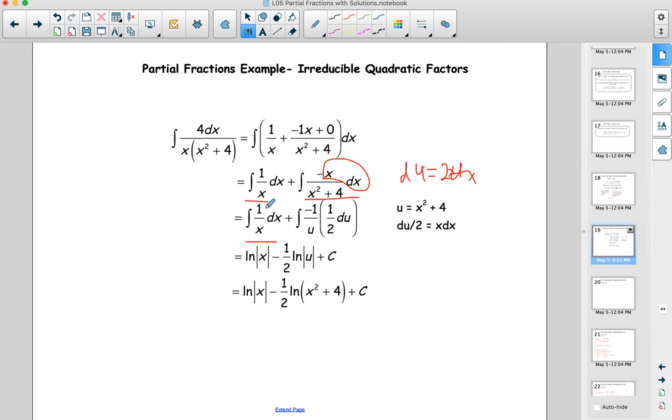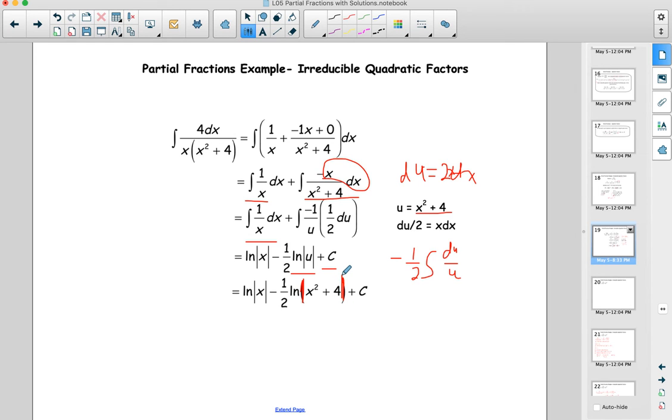All right, going backwards on this one, the integral of 1 over x dx is just the ln of the absolute value of x minus, this has become, maybe I'll just write it this way first, 1/2 the integral of du over u. And going backwards on du over u, that will just become the ln of the absolute value of u. Then my plus c. And then I will back substitute the x squared plus 4. So in the end, we have the ln of the absolute value of x minus 1/2 the ln of, that is not correct. There should be absolute values right there.